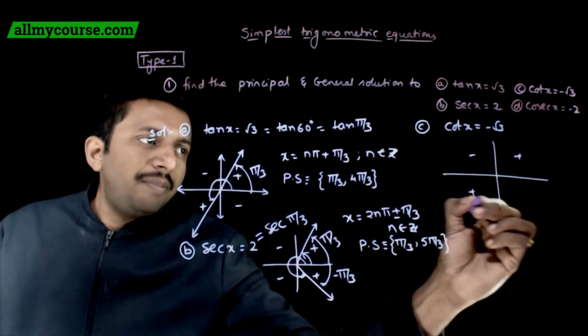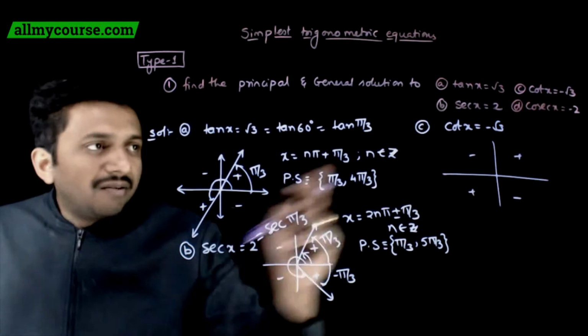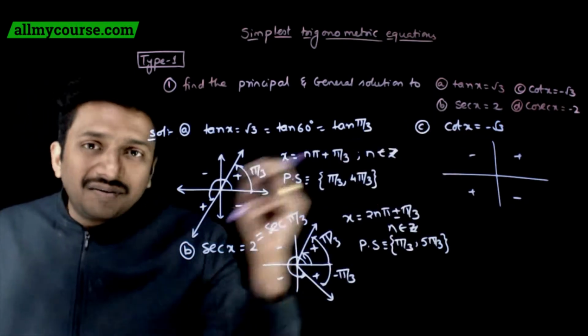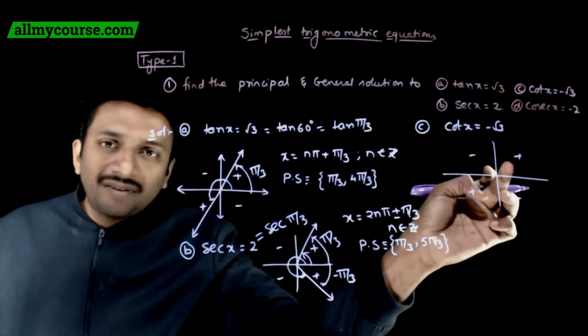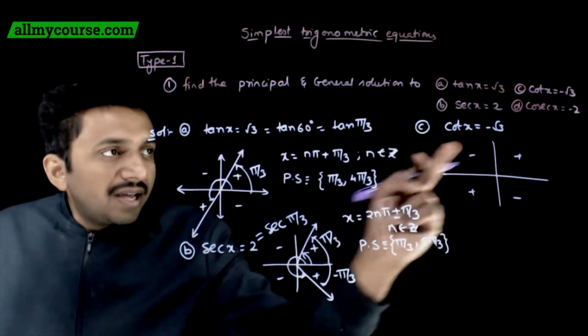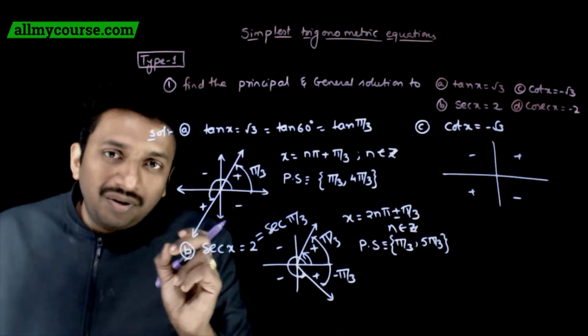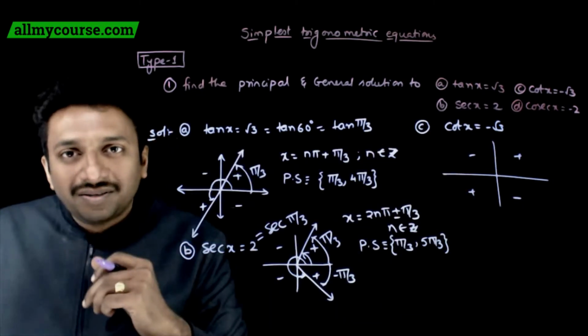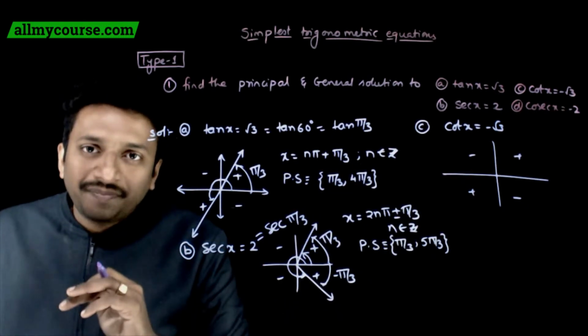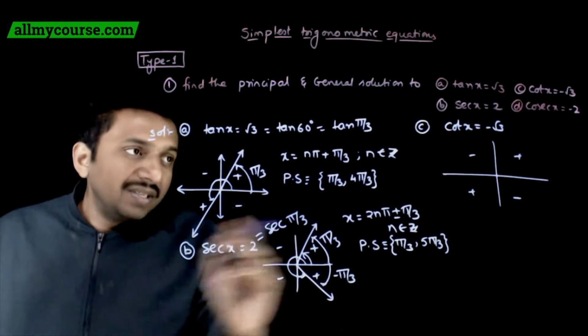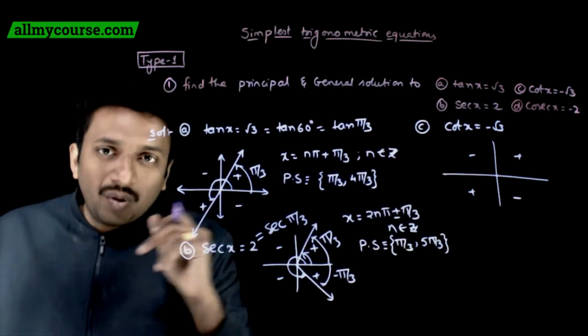Plus, minus, plus, minus. Now cot x is given as minus root 3, a negative number. So what is the basic angle? I won't find any angle in the first quadrant because in the first quadrant cot is positive. So corresponding to minus root 3, you need to go to the second and fourth quadrants. Either this or this, anything is okay. So I'll go to the fourth quadrant.